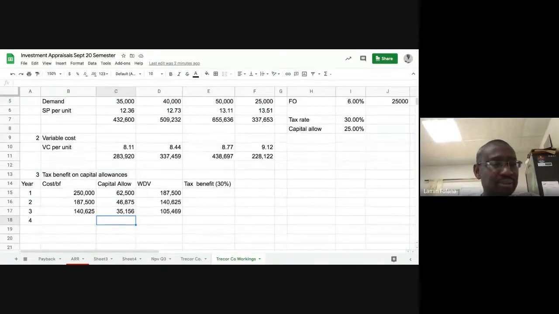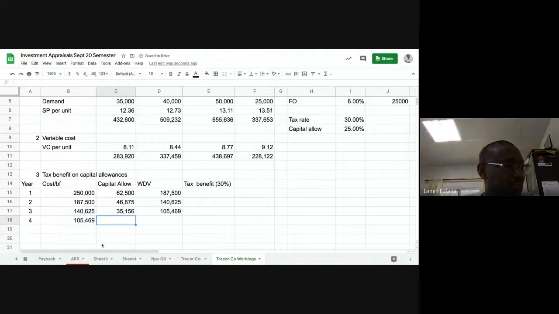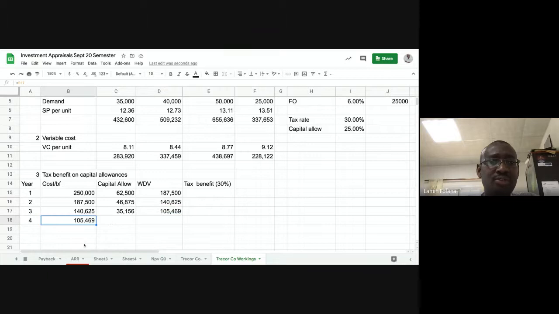Okay, is that clear? So in year 4, the value will be what? This will be brought forward, okay? But in actual sense, we'll have this balance brought forward here, 105,436, but our capital allowance will be everything, excluding the disposal. So we're not going to leave anything here, so we're going to take everything off.